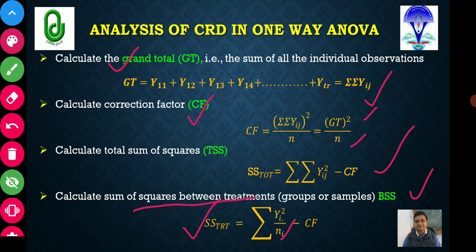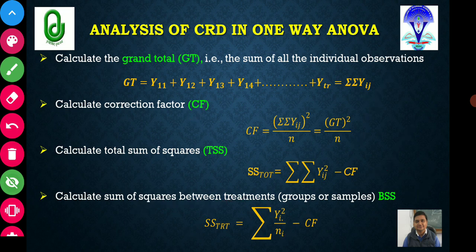If you remember that table, whenever you have doubt, you just go back to that table and you will get your answer. I have written it in language also, so it will be more clear to you. So yi dot square divided by ni, the number of replications, minus the correction factor.